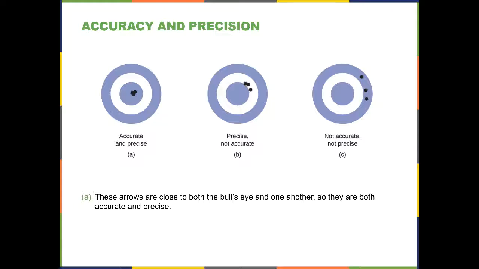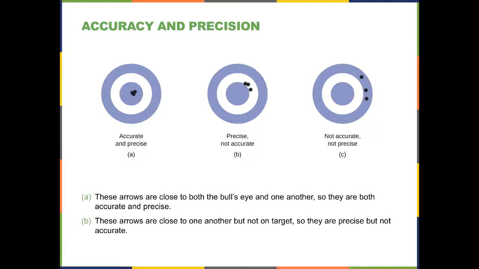Therefore, you can have something that's precise but not accurate, and that's shown in B. All of these arrows, all these measurements are close to each other, but they're not very close to the middle, not very close to the bullseye, so they're precise, but they're not accurate. This would be an instrument that is not calibrated properly. It's working right, but it's not calibrated properly, so it gives you precise answers, but not accurate answers.